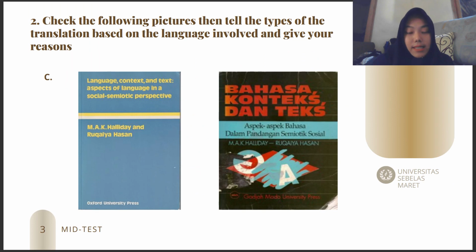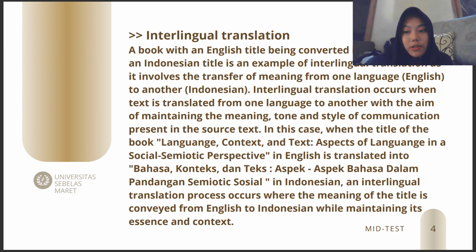Next is point C. The answer is interlingual translation. A book with an English title being converted into a book with an Indonesian title is an example of interlingual translation as it involves the transfer of meaning from one language, English, to another, Indonesian. Interlingual translation occurs when the text is translated from one language to another with the aim of maintaining the meaning, tone, and the style of communication present in the source text.